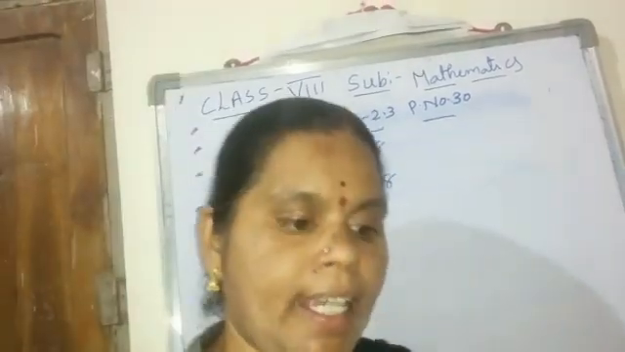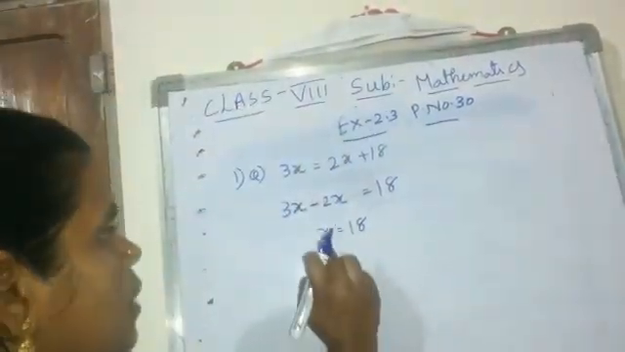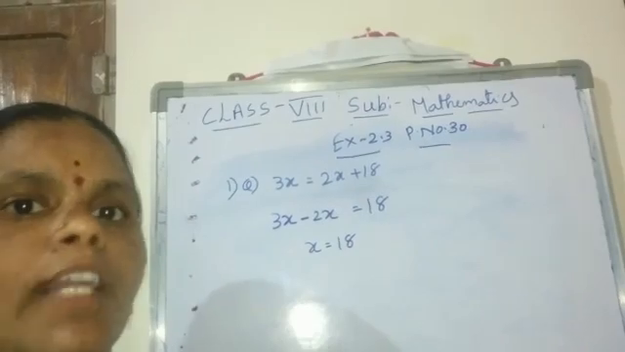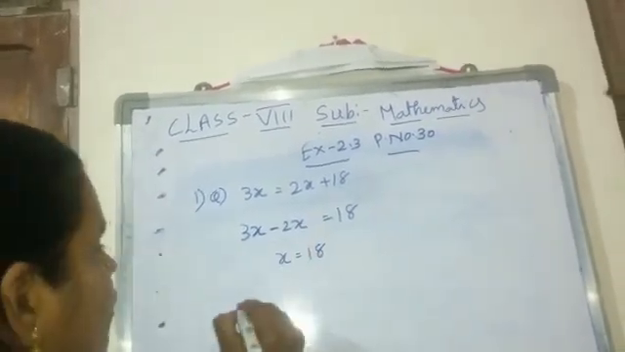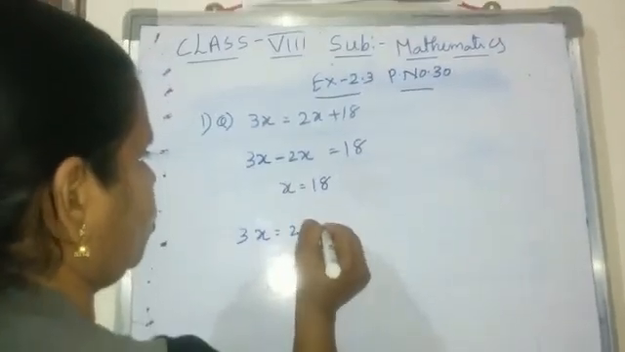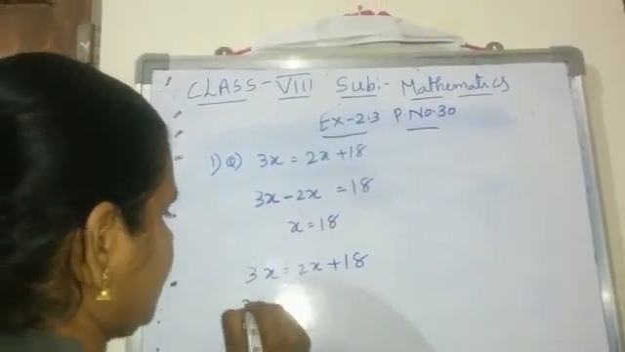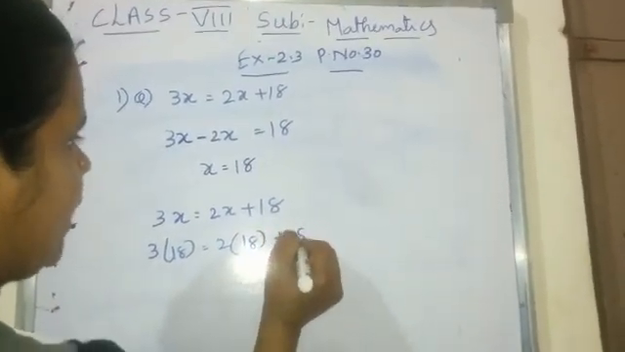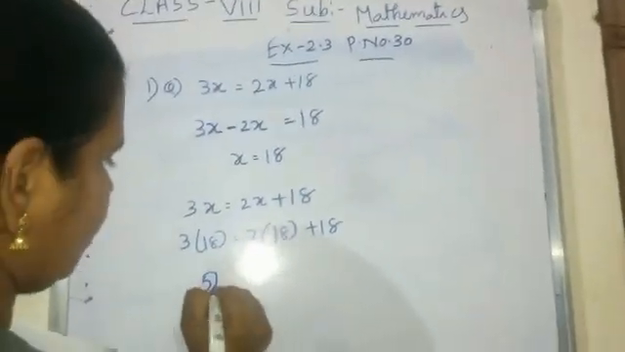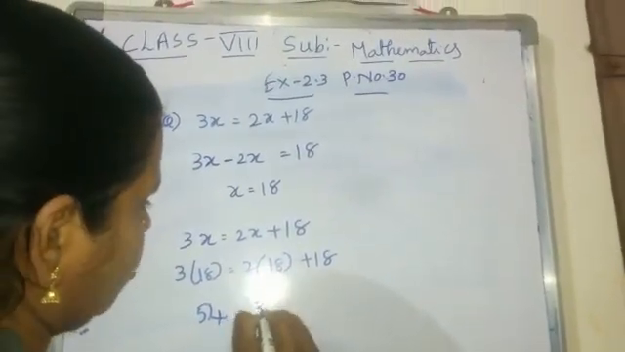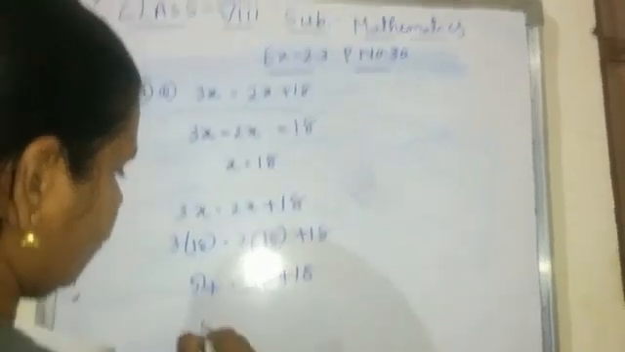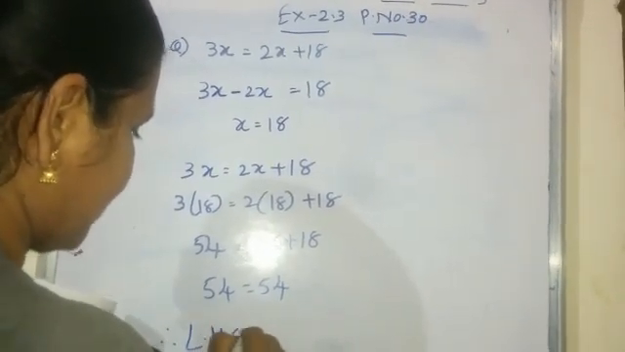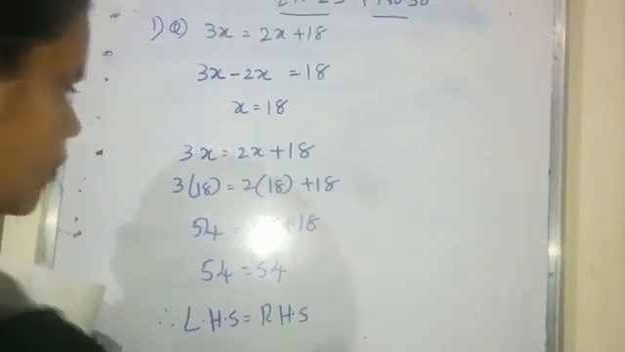The question is asking to check your result, meaning substitute the x value in the given linear equation. It should be LHS is equal to RHS. So the given equation is 3x is equal to 2x plus 18. Substitute x value: 3 into 18 is equal to 2 into 18 plus 18. So 18 3s are 54 is equal to 18 2s are 36 plus 18. So 54 is equal to 54. Therefore LHS is equal to RHS.